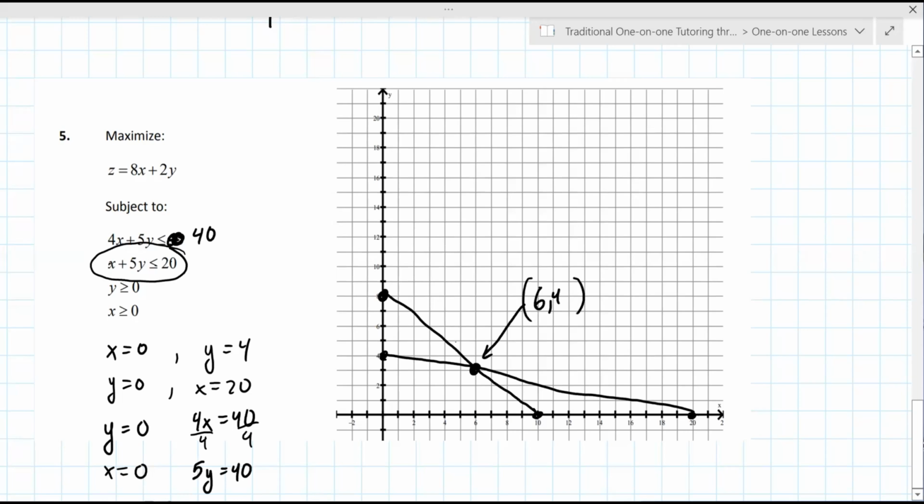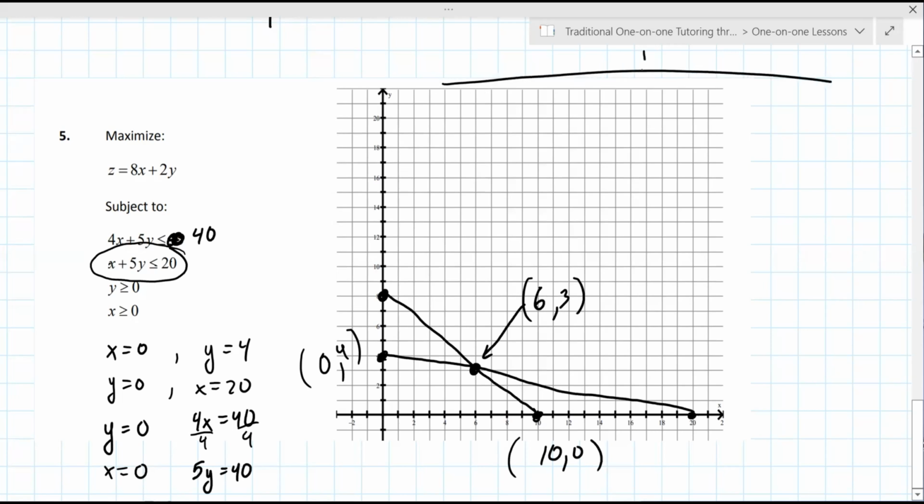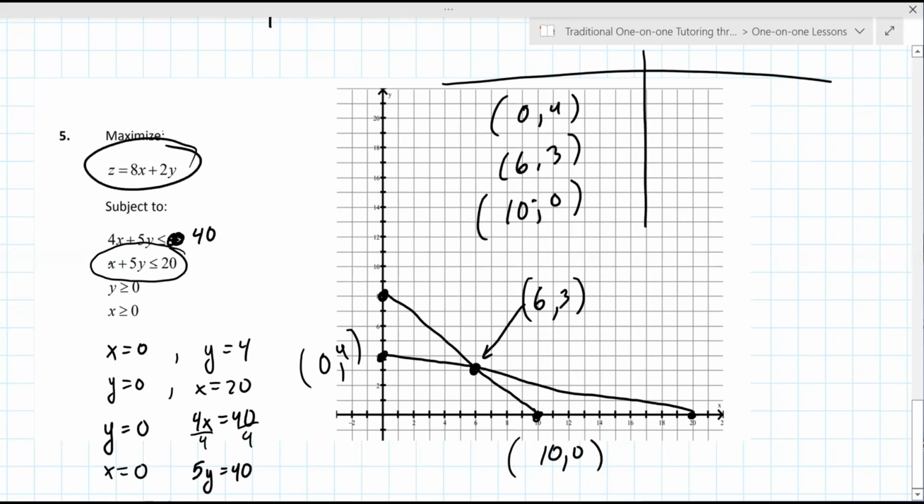Now, the overlap is always at these other lower vertices. So this one is at 0, 4. That can't be, sorry, this is 6, 3, not 6, 4. And then 10, 0. So now what I want you to do is make a table here. I want you to put your ordered pairs in a table here. You've got 0, 4, 6, 3, and 10, 0. And I want you to calculate this 8x plus 2y for each of them.